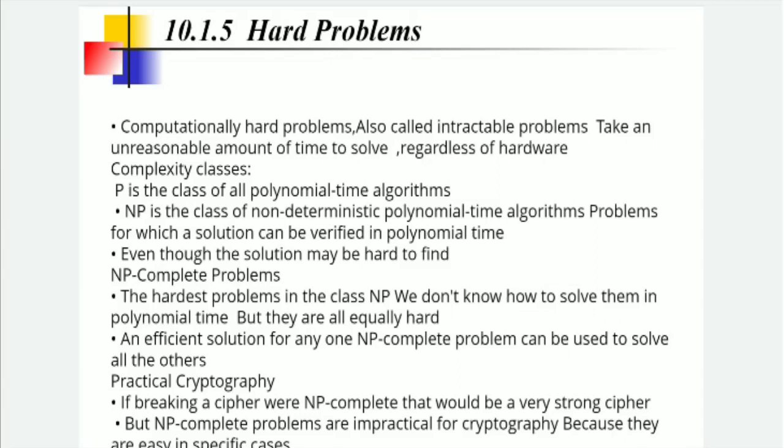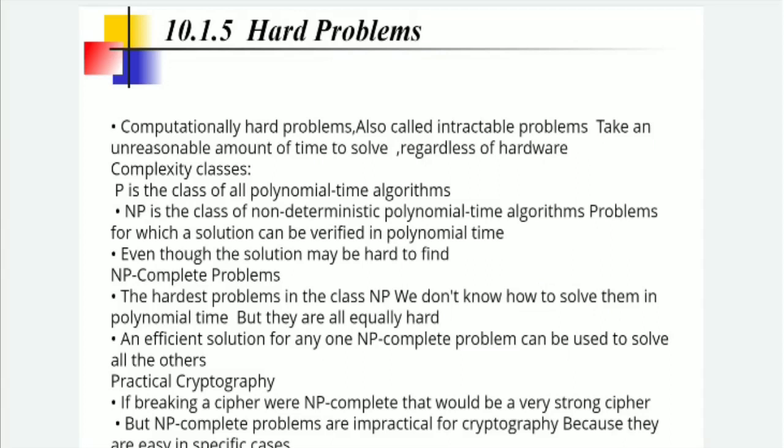Now let us talk about the complexity classes of different problems. A problem comes in the P class if it can be solved in polynomial time. All those problems are called polynomial time algorithms if they can be solved in polynomial time.